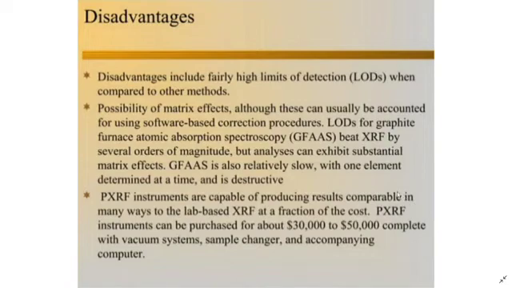The disadvantages include fairly high limits of detection compared to other methods, and the possibility of matrix effects, although these can usually be accounted for using software-based correction procedures. Graphite furnace atomic absorption spectroscopy beats XRF by several orders of magnitude, but analysis can exhibit substantial matrix effect. GFAAS is also relatively slow, with one element determined at a time, and is destructive.